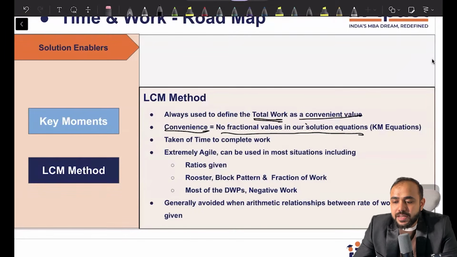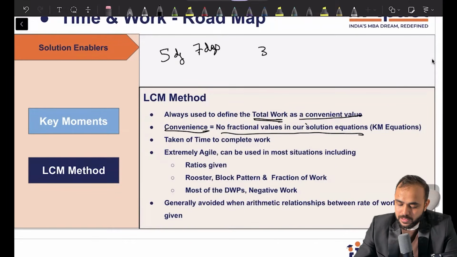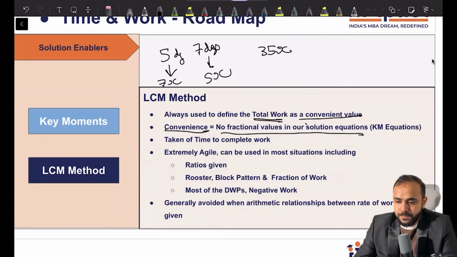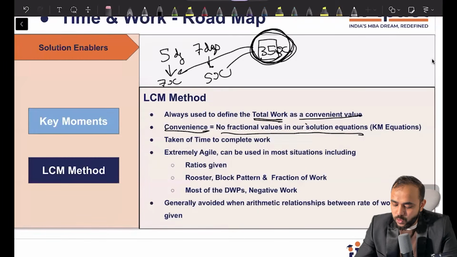Generally, the LCM is taken of the time to complete the work. So, for example, if I take 5 days to complete a work, and you take 7 days to complete the work, I will say that the total work is 35x, which means that every day I do 7x work and you do 5x work. So I took the LCM of the days, the duration it was taking us to complete the work, and then when I have this total work defined, I use that to calculate our efficiencies on a per day basis. No fraction is getting involved here.